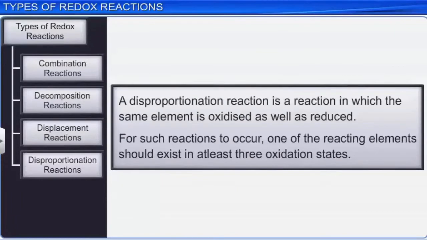Finally, let's look at the last type of reaction: disproportionation reaction. A disproportionation reaction is a reaction in which the same element is oxidized as well as reduced. For such reactions to occur, one of the reacting elements should exist in at least 3 oxidation states.